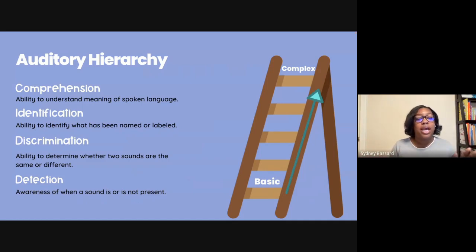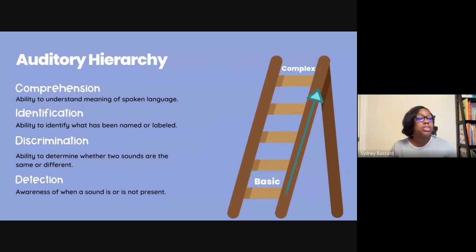So first we have detection tasks. And this is going up the ladder from most basic all the way up to complex, and this is based on Erber's listening hierarchy. Detection is just awareness that a sound is present or not present. We generally see babies do this, right? When a newborn hears the doorbell ring, they'll look up. When they first start hearing their parent or caregiver's voice, they just look around the room. They're not able to make sense of the fact that you are talking to them or that that's the sound of the doorbell or the kitchen timer. But what they do know is that they heard a sound. They know that there's some type of sound stimulating their auditory system.